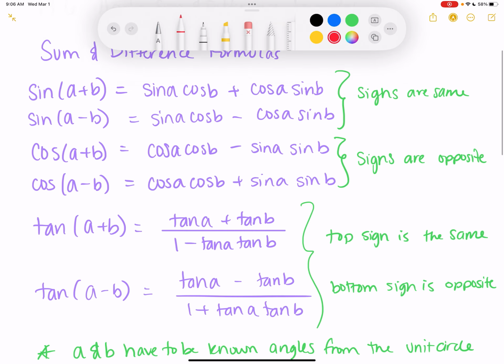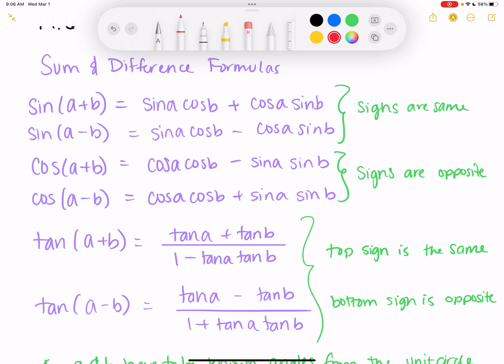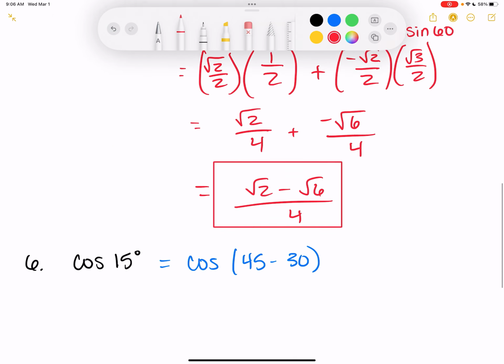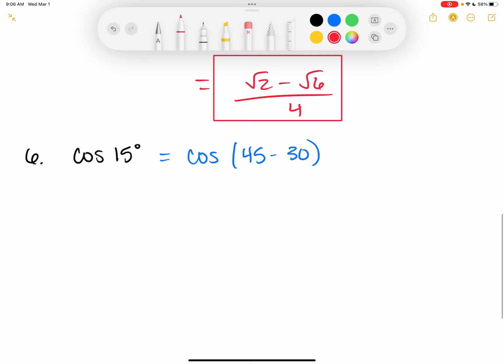So, look at the cosine formula. Cosine is the 2 cosines and then the opposite sign and then the 2 sines. So this is going to be cosine 45, cosine 30. Opposite sign, so it's going to be plus sine 45, sine 30.